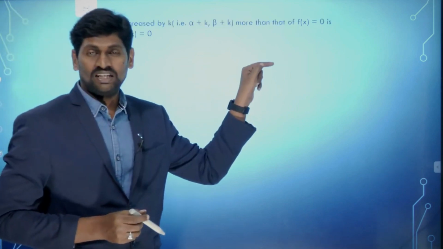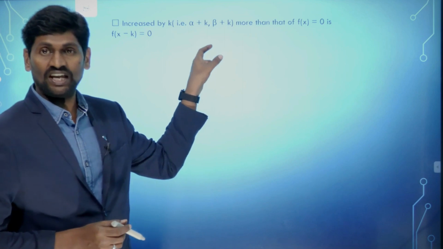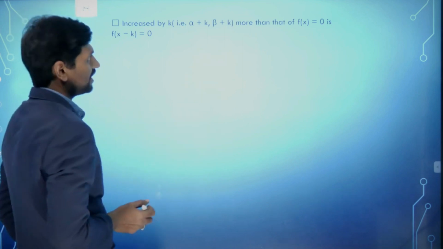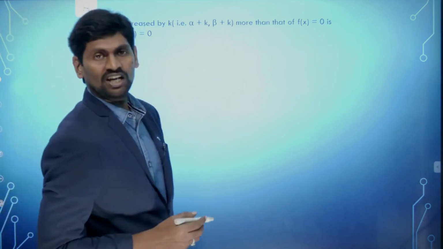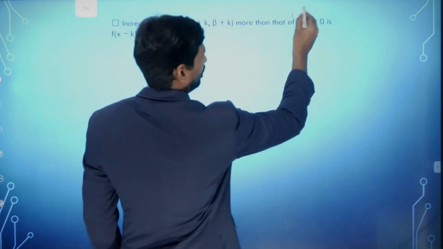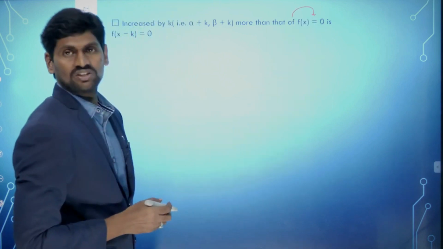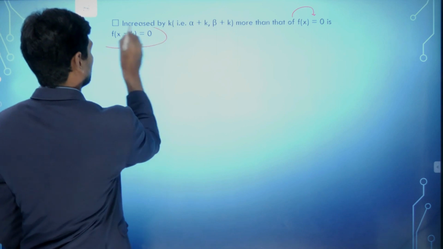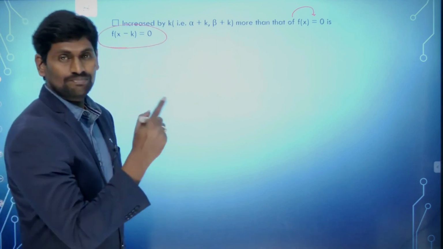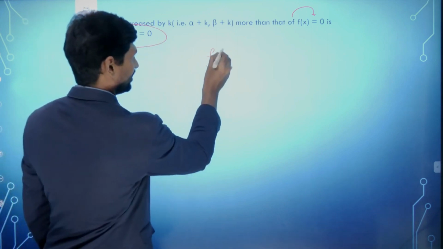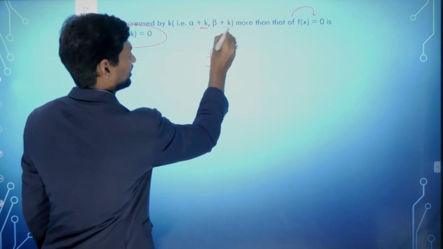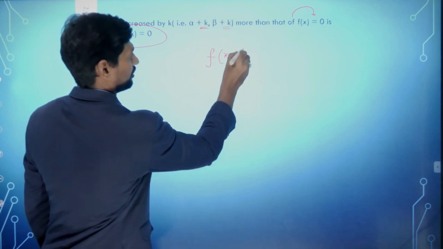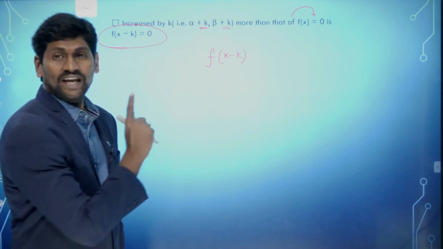Same way, alpha plus k, here adding one constant where k is a constant. If alpha plus k, beta plus k are roots of this f of x equal to 0, then the equation is this f of x minus k. Here you should identify that plus k is given, but in the required equation we need to take x minus k.